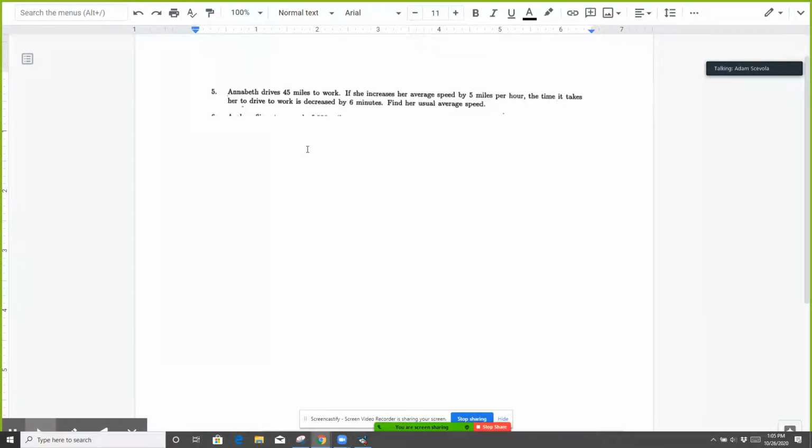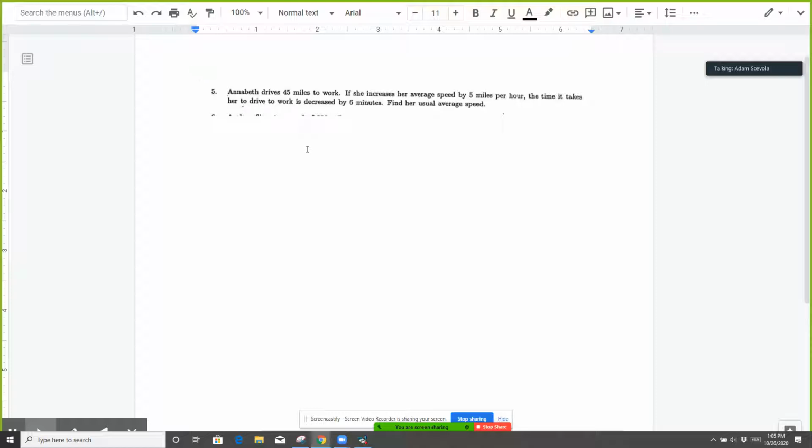And so the first step is identifying that this is a related rates problem. I know this because it's discussing rates, the rate that she's driving to and from work. It gives us ways to relate them. It gives us that one speed is 5 miles more than the other. It also references time and distance.